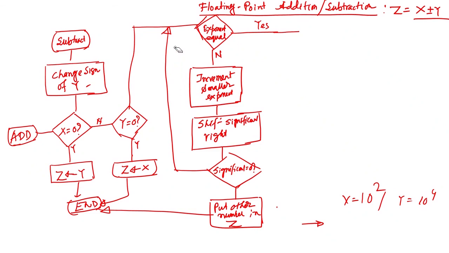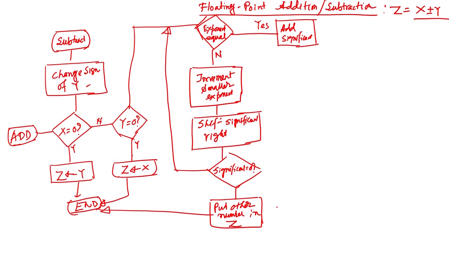If it is not the case, then what? Now, we move to yes, both exponents are the same. Now, what? Phase 3. So, if the exponent is equal, then we should add both the significants. So, here, add significant. Because we have already aligned them, we only have to do the addition.